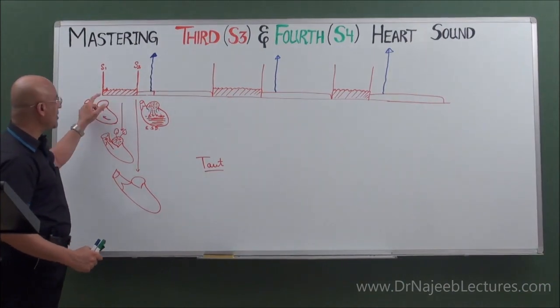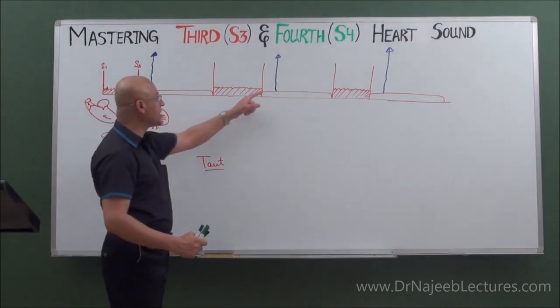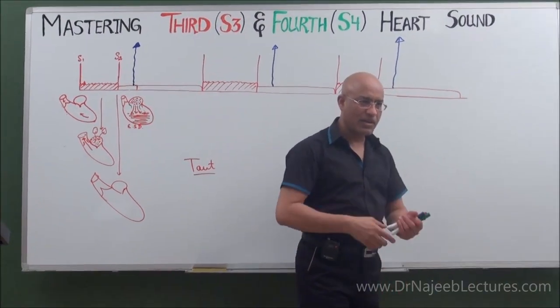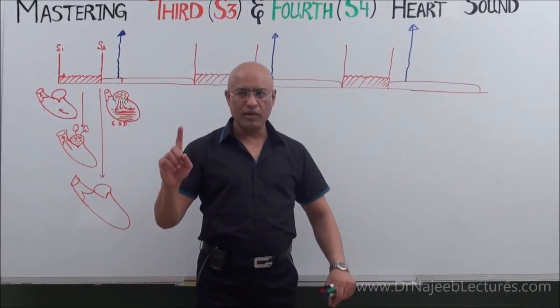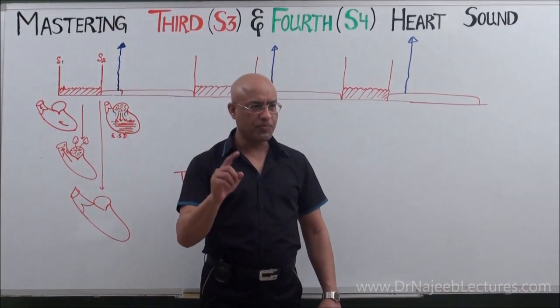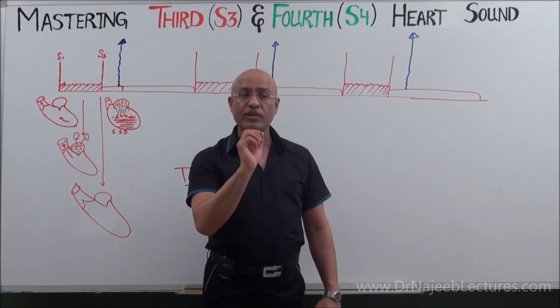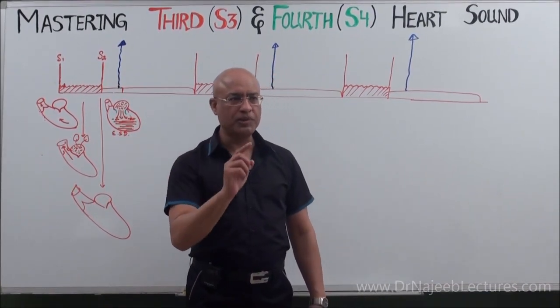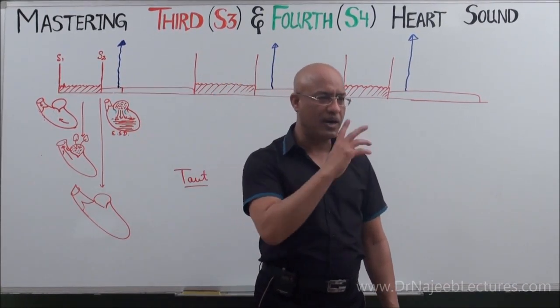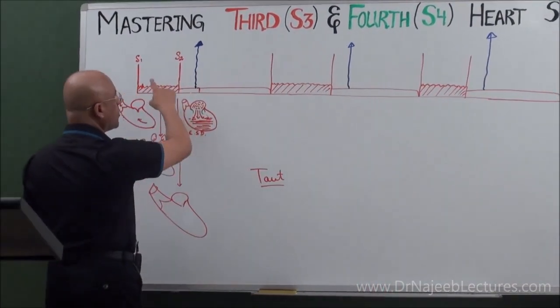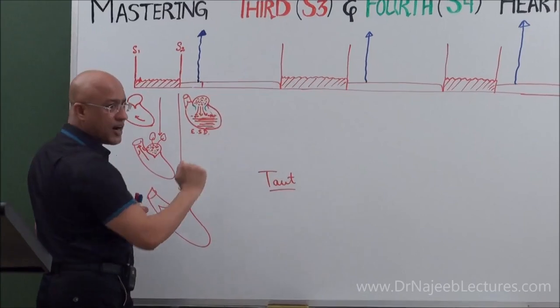Loop dup ta, loop dup ta. Is that right? So normally it is loop dup, loop dup. This is normal. If there is addition of a third heart sound, it is loop dup ta, loop dup ta. Is that right? Now, if you hear this sound, loop dup ta, right?